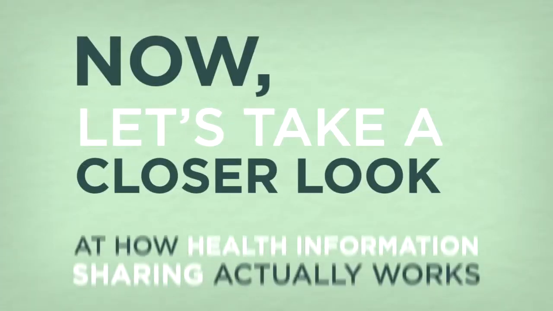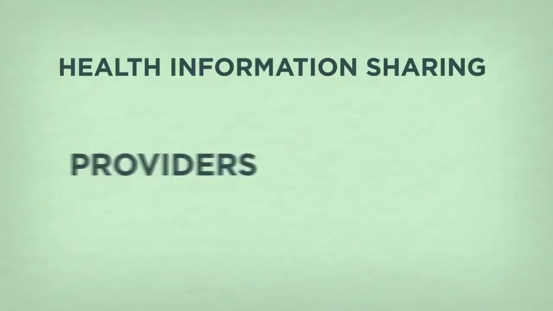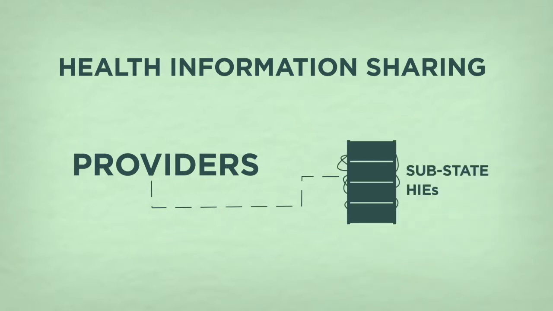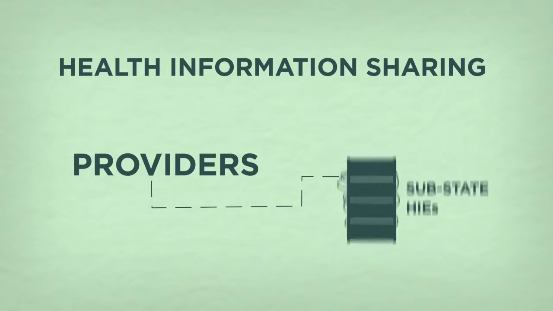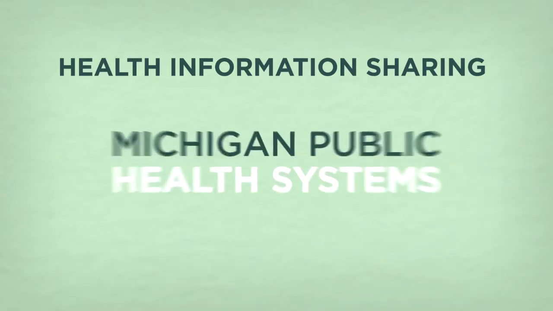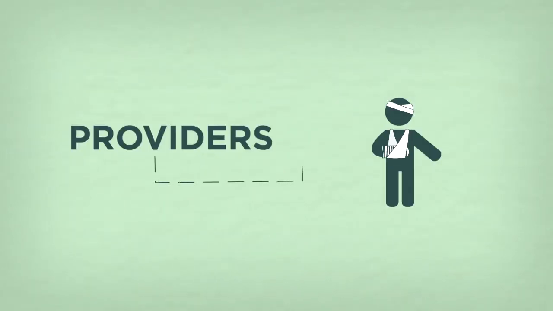Now, let's take a closer look at how health information sharing actually works. We will look at 4 examples: health information sharing between providers and patients, health information sharing between providers and substate HIEs, health information sharing with providers and payers, and finally, health information sharing with Michigan Public Health Systems over Michigan's statewide health information network. Let's begin by looking at health information sharing between provider and patient.